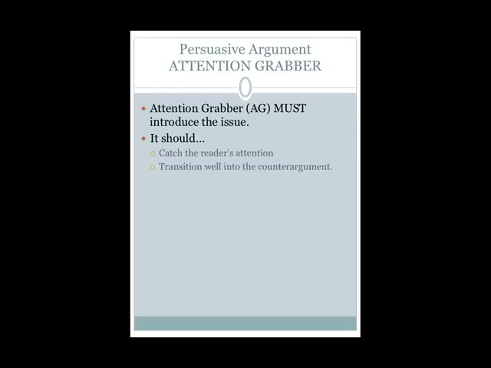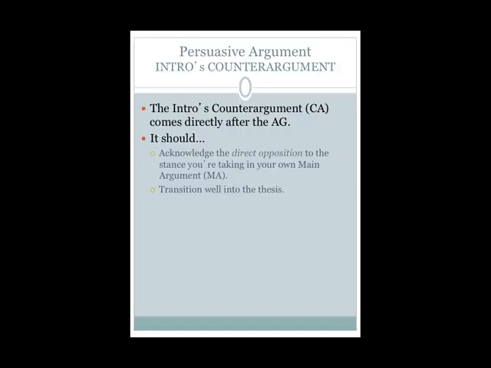Okay, so your attention grabber must introduce the issue, and it should catch the reader's attention and transition well into the counter argument. I really want you to use one of the strategies from the attention grabber handout that's in Blackboard and Dropbox. Your intro's counter argument should acknowledge the direct opposition to the main claim or main argument that you are making in your essay. And then that should transition very easily and well to the thesis.